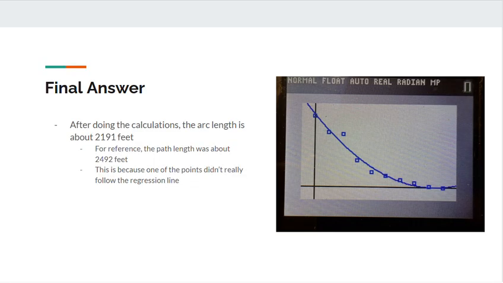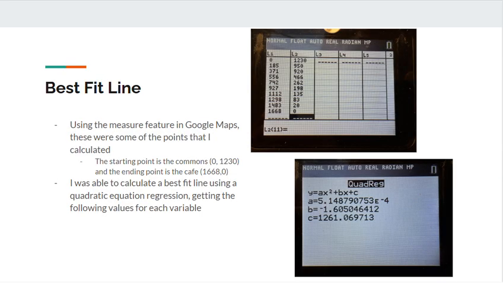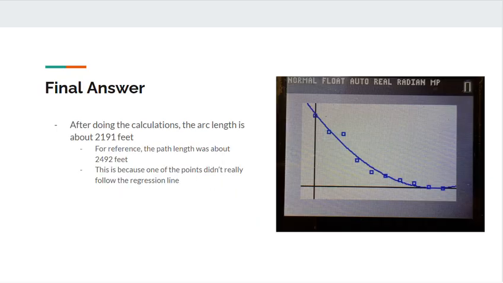For reference, the path length measured about 0.472 miles, which translates to roughly 2,492 feet. The reason this is a little bit off is because one of the points didn't really follow the regression line. As you can see, the third point, which if we go back a couple slides is 371,920, is much higher compared to the subsequent point and the previous point. Unfortunately, if we had a different point, we maybe could have gotten a better regression line that could have fit the length a little better.